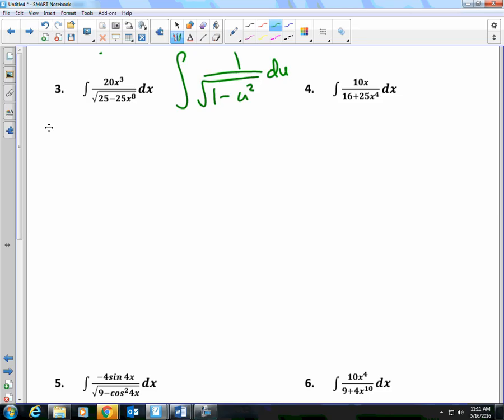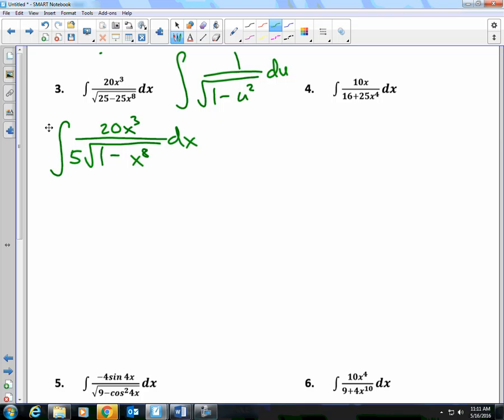You've now seen a couple examples. What do you think my first step should be? Get the 1. How will I get the 1? Factor out a 25. When I factor a 25 out of the square root, it will become a 5 in the denominator. So I now have the integral of 20 x to the third over 5 times the square root of 1 minus x to the 8th dx.